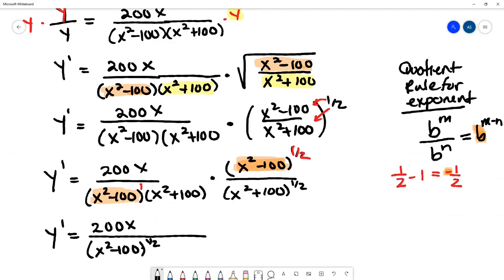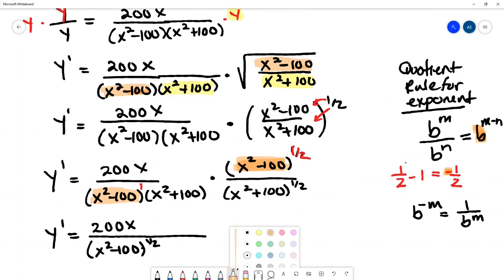So I changed it to a positive 1/2 by moving that base to the denominator. That's a property of negative exponents. So this is what the property looks like. If you have b to the negative m, I can write that as 1 over b to the m. So I applied that negative by moving that base to the denominator.